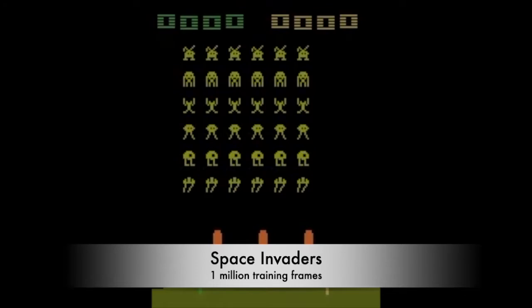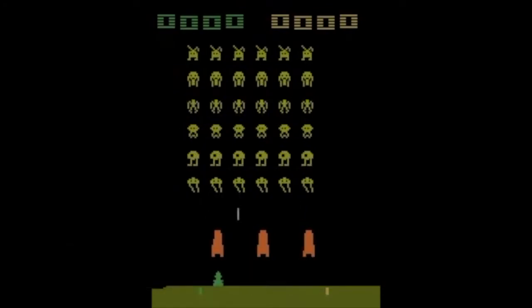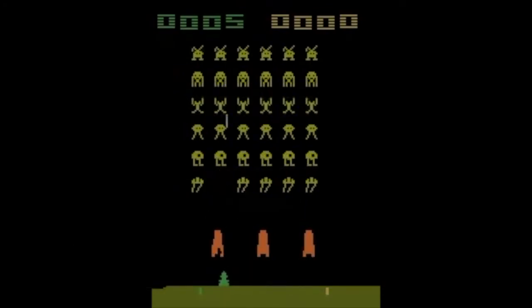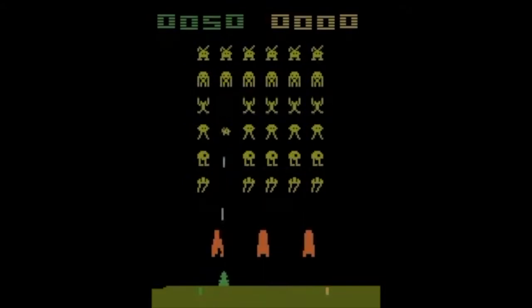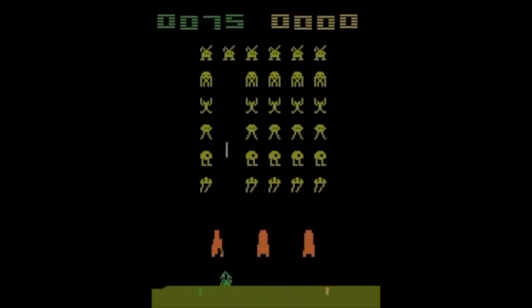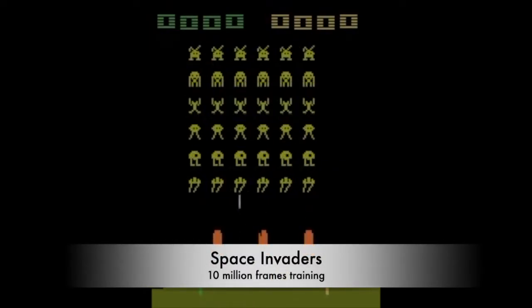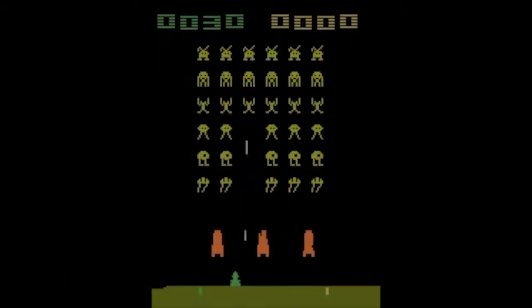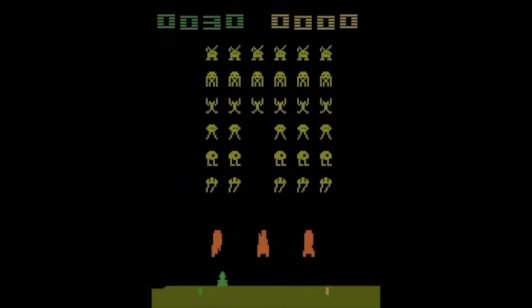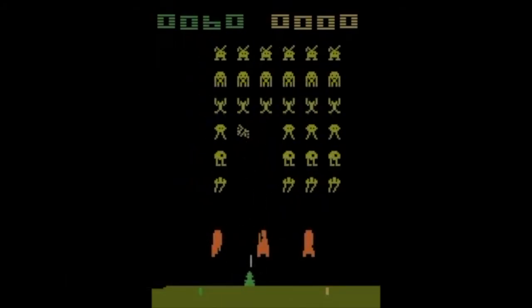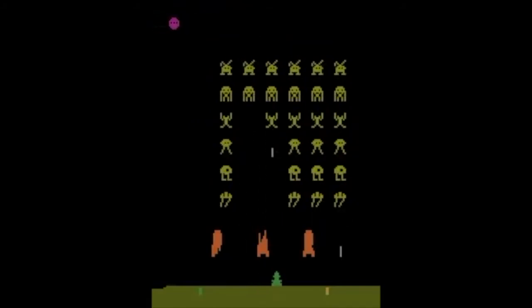Space Invaders was the most difficult environment that we tested, and after 1 million frames of training, the agent is still struggling to dodge the incoming bullets, but it has learned to begin to shoot the enemies to score points. After 10 million frames of training, the agent has learned to shoot the enemy ships, and also it's begun to dodge the incoming bullets. However, it hasn't learnt its optimal strategy.